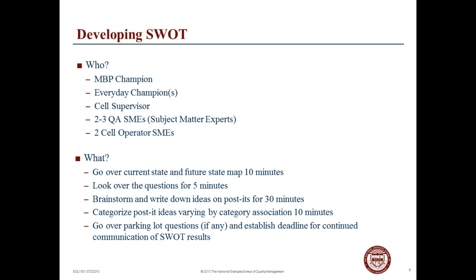The what would be to go over the current state map and the future state map within the overall time allowed. We'd like to take maybe 10 minutes to do so, just to give an overall view of what's going on and what we hope to complete. We have a list of questions that we go over for about 5 minutes just to ponder. And after those 5 minutes, we spend about 30 minutes writing down any ideas or things that come up because of the questions, or even any new questions. We spend about 10 minutes categorizing the ideas that we run down in post-it notes, varying by category association on our SWOT.